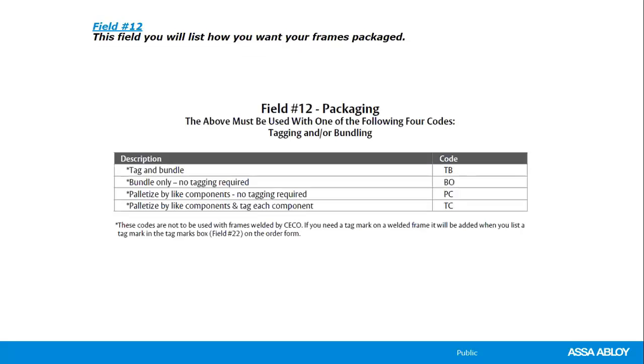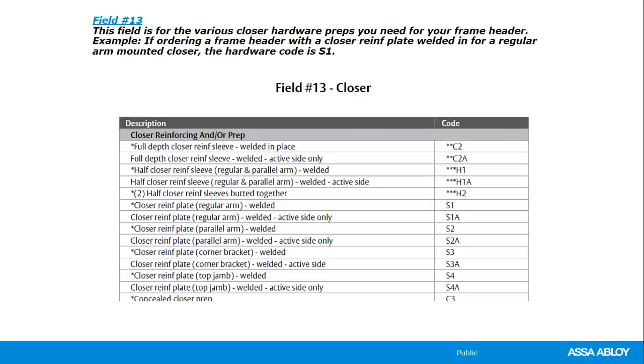Packaging. This just lets us know how you want us to send this material out. Tag and bundle is usually the most common, or just bundling the material if it's coming into your shop and your shop guy is welding the product. Field 13 is your closure reinforcements. Again, note the asterisks. Some of them have double or triple asterisks, and below on this page you will see what they're asking for as far as single, double, or triple asterisk. It gives you a definition of what we're looking for.